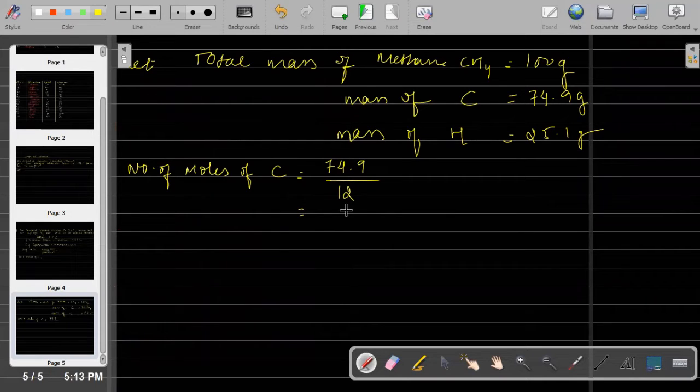What is the answer? 6.24. It's 6.24. Okay. So same moles as carbon. Can you calculate the number of moles of hydrogen?